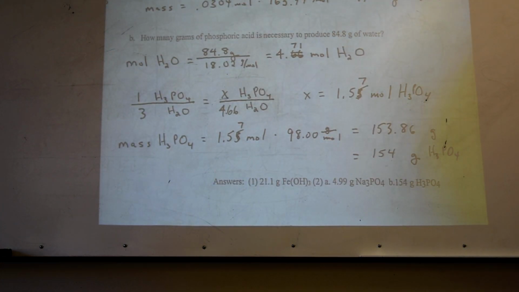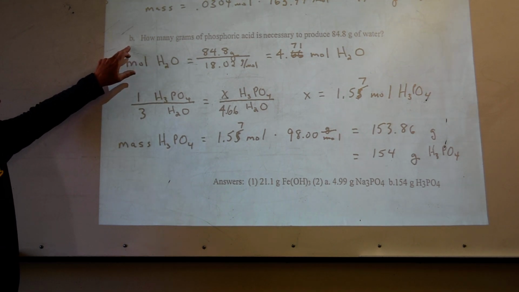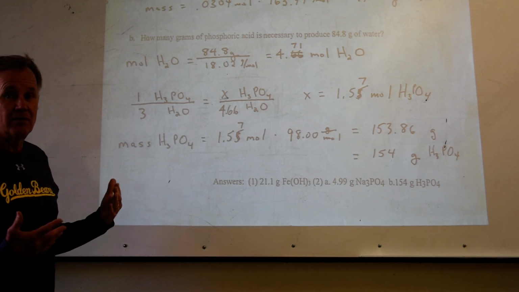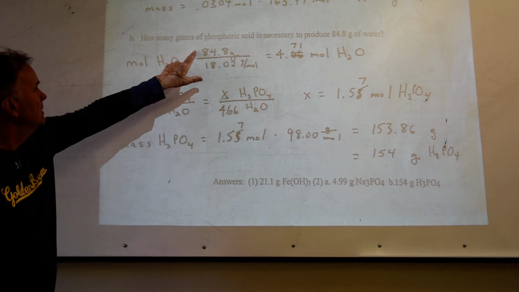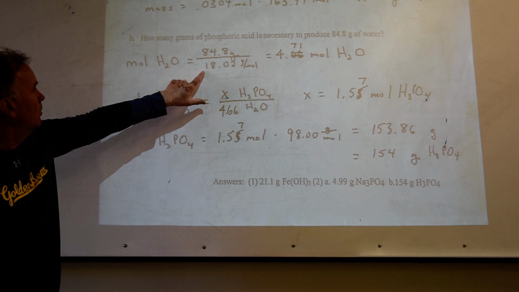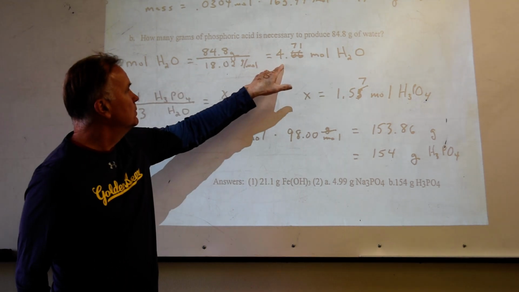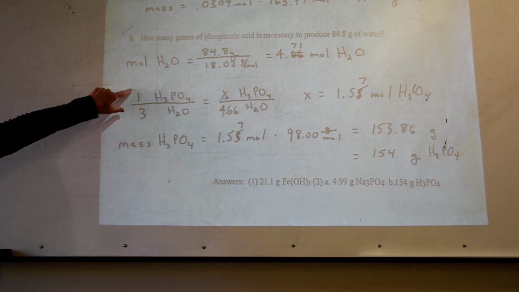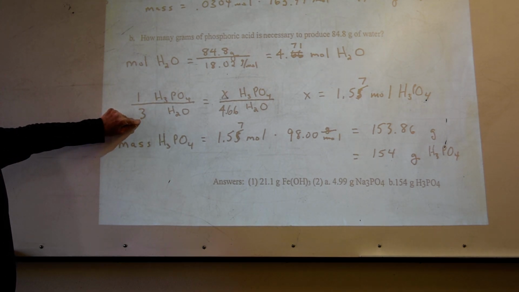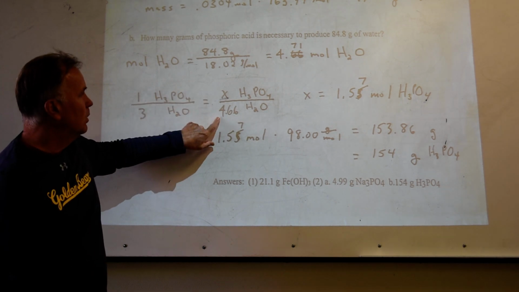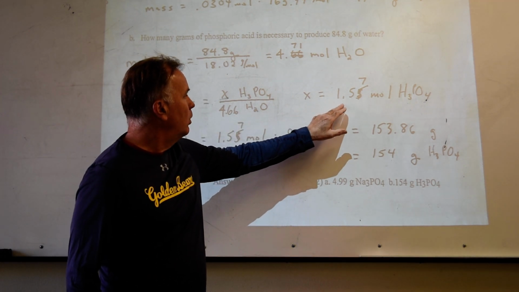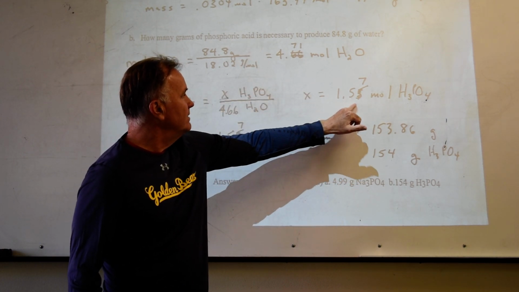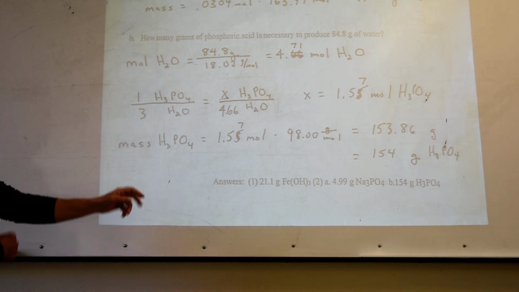How many grams of phosphoric acid does this reaction produce, given 84.8 grams of water? You can figure out moles of water first. So 84.8 over 18.02 equals 4.71 moles of water. Again, mole ratio. The phosphoric acid to water, 1 is to 3, like X is to 4.66, so you end up with 1.57. I made a mistake the first time, but corrected it. 1.57 moles of phosphoric acid.